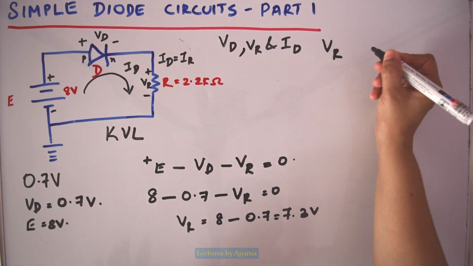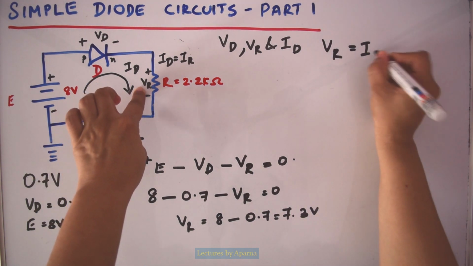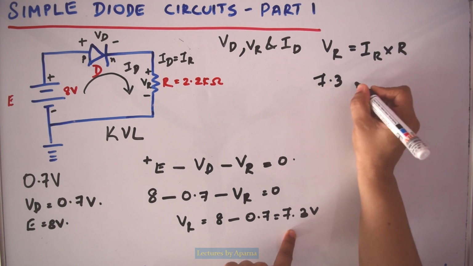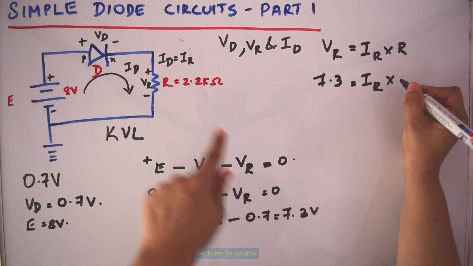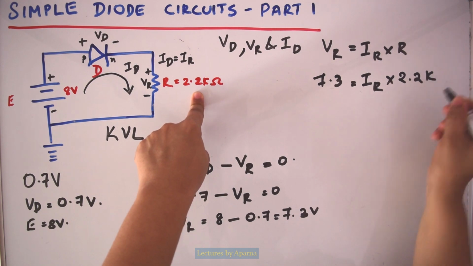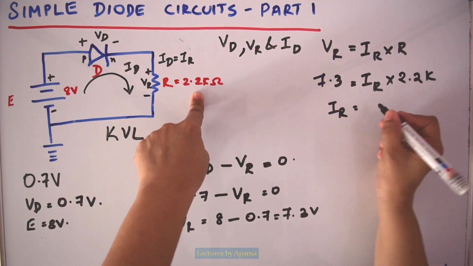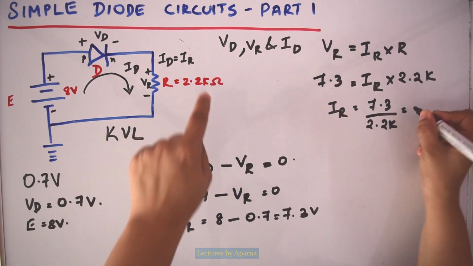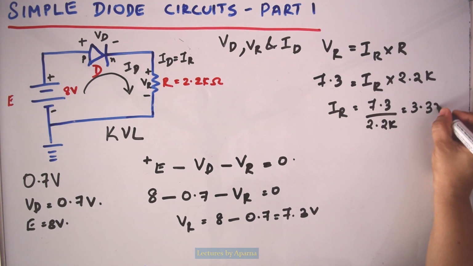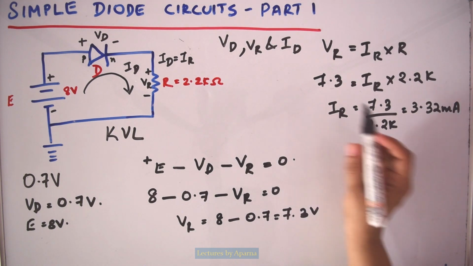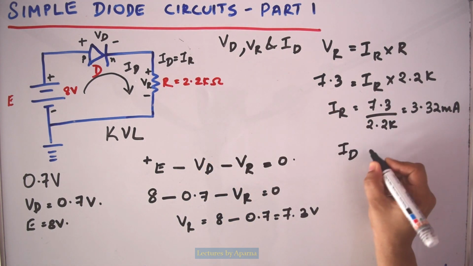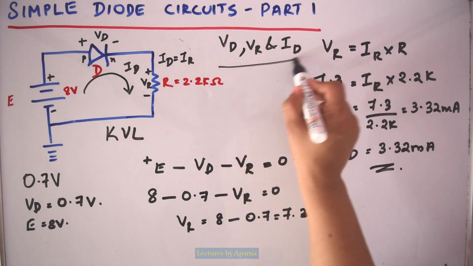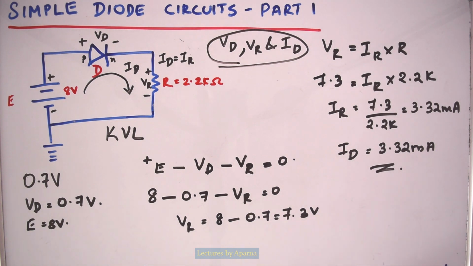Now VR, that is voltage across this resistor, is equal to current through this resistor into its resistance value. So VR is 7.3, that will be equal to IR into resistance value 2.2 kilo ohm. Therefore IR is equal to 7.3 divided by 2.2 kilo ohm, which will be equal to 3.32 milliampere. We know ID is equal to IR, so ID will be equal to 3.32 milliampere. So we got all these values, that's VD, VR and ID.